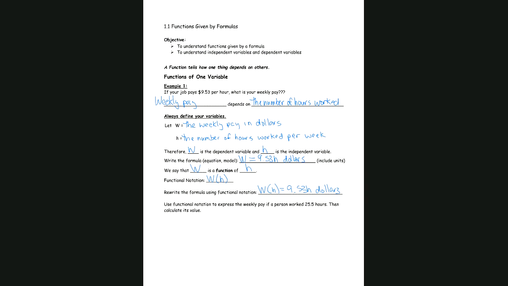Use functional notation to express the weekly pay if a person worked 25.5 hours, then calculate its value. First, notation, W of, I want to calculate 25.5 hours. I put it inside the parentheses. That's functional notation. Now I'm going to calculate its value. I'm going to substitute 25.5 in for H, and then calculate its value. We always round money to the nearest hundredths.